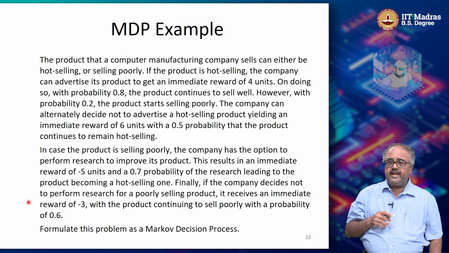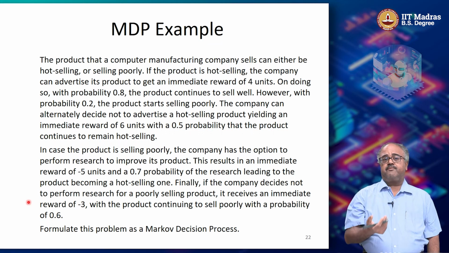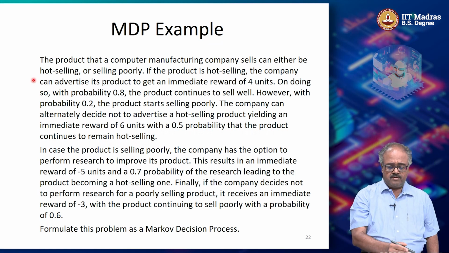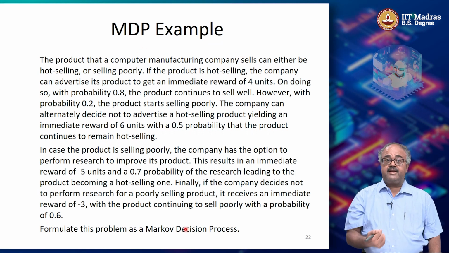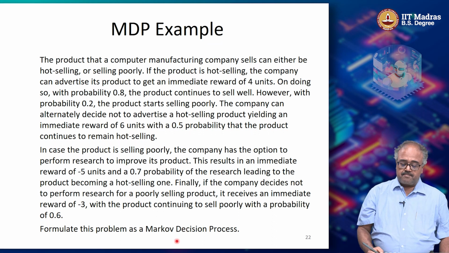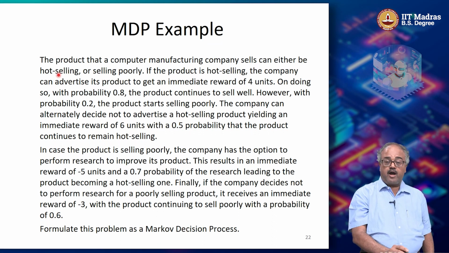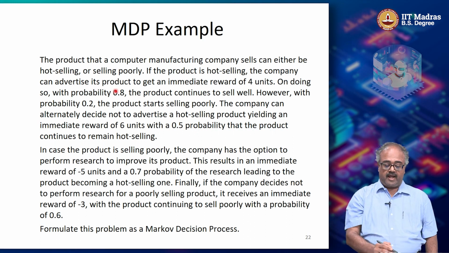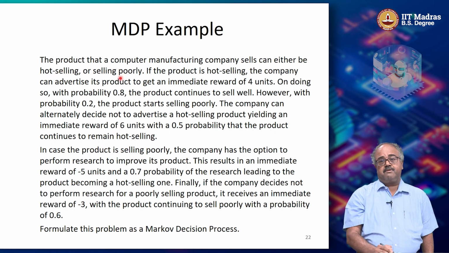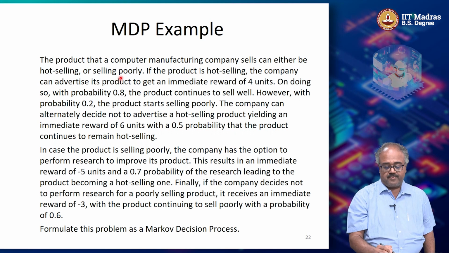So it's a little wordy because it's a word problem. So I'm going to walk you through this word problem, right? So that is a computer manufacturing company, okay, and it sells a product. Right? So the product can either be a hot selling product, right, very popular product like an iPhone, or it could be a poorly selling product which no one wants to buy, right?